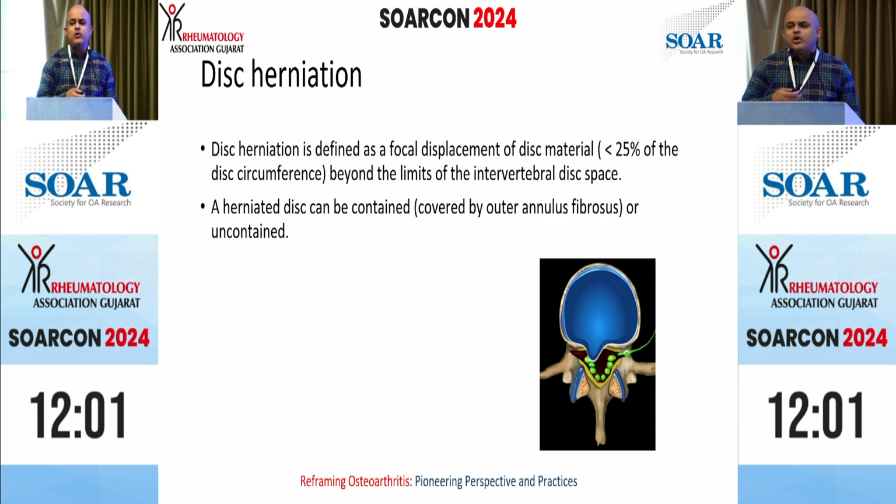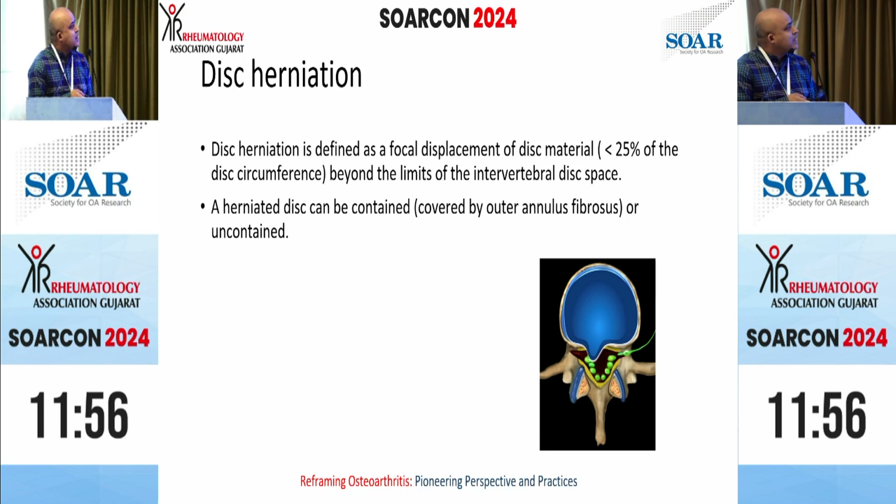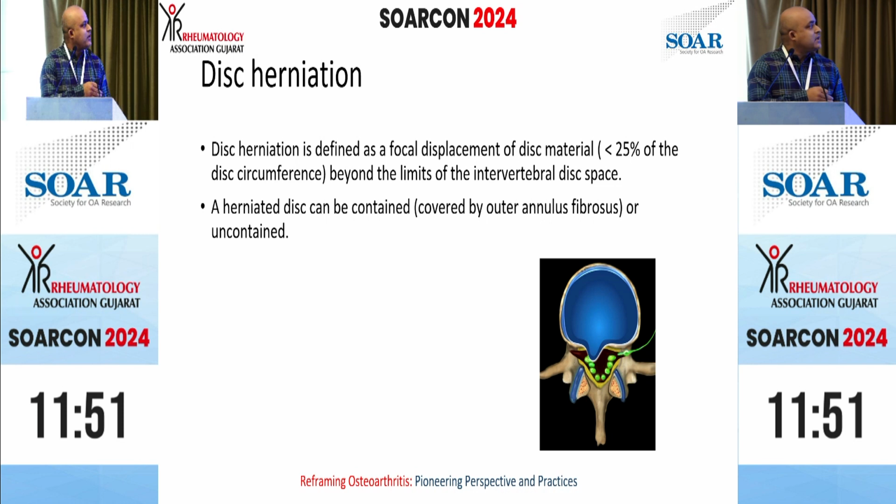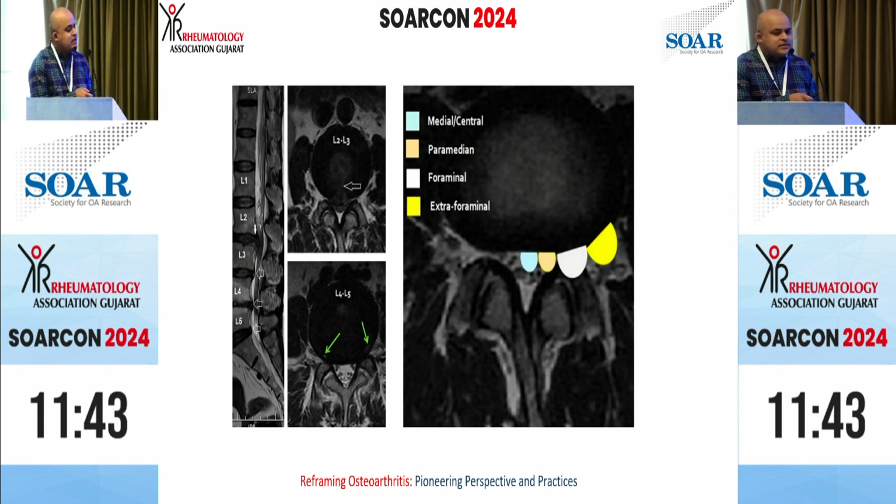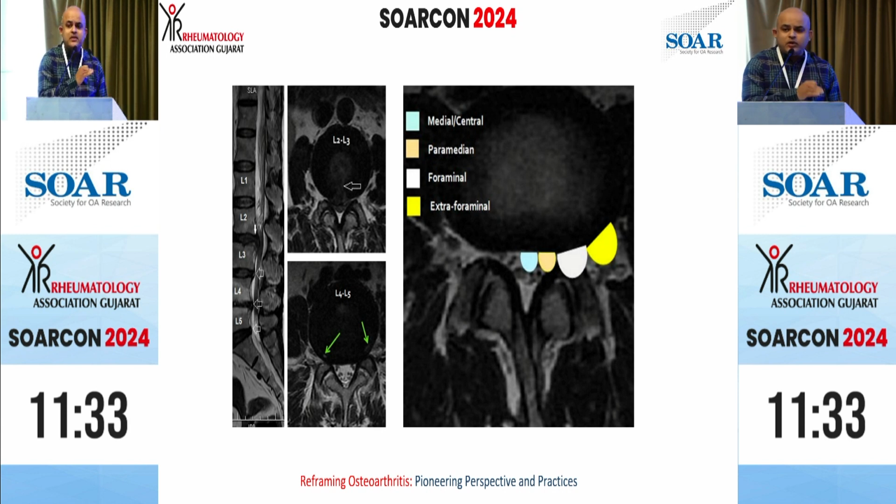Now, what we commonly use: disc herniation, protrusion, extrusion, migration. These are the terms we commonly use. A disc herniation is basically a protrusion of disc material, roughly less than 25% of the disc circumference, beyond the limits of the intervertebral disc. So it's a contained disc, or it may be an uncontained disc. This is a diagrammatic representation of where you get the disc herniations. It can be medial or central. You can have paramedian, which is the most common, by the way. You can have foraminal, and very rarely extraforaminal herniation, which is irritating the roots and produces irritative symptoms.